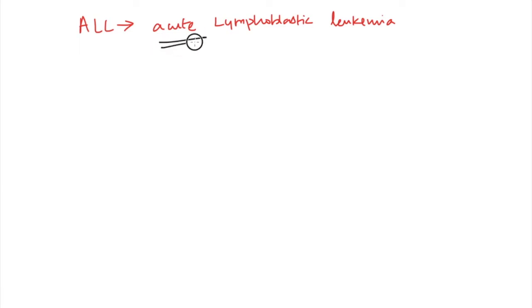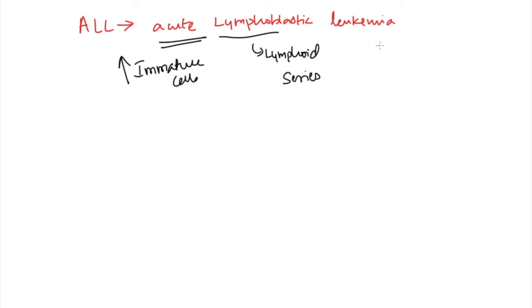So acute, we already know, refers to the immature cells, right? So an increase in the immature cells, those are the blasts. Okay, so lymphoblastic refers to the lymphoid series. Okay, and leukemia means the neoplastic cells are found in the bone marrow spilling into blood.